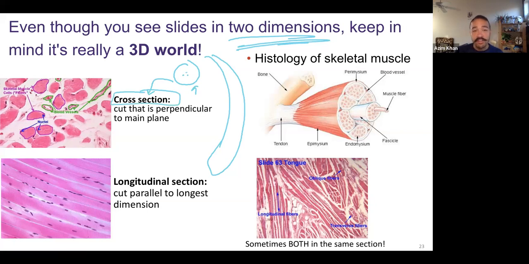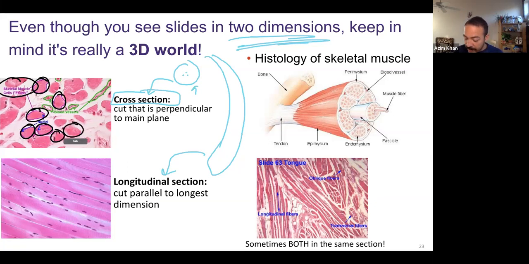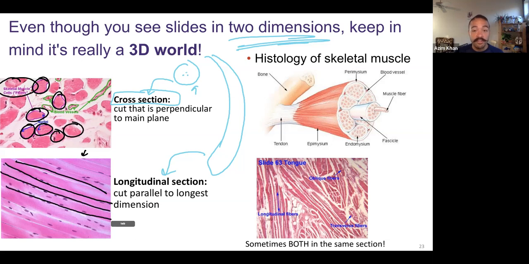Cross sections are cuts that are perpendicular to the main plane. A longitudinal section is a cut parallel to the longest dimension. They're two different cuts of the same thing, and they look completely different. What we see here, these two pictures on the left side, let me use a different color. This is skeletal muscle. And each of these circular things, that's a skeletal muscle fiber, a cell. They look circular. But in this picture down here in the longitudinal cut, they look really long. Because like a banana, these are long structures, they're long cells.